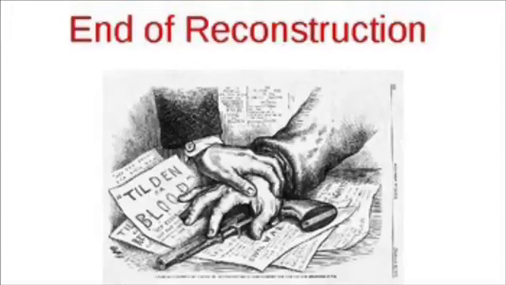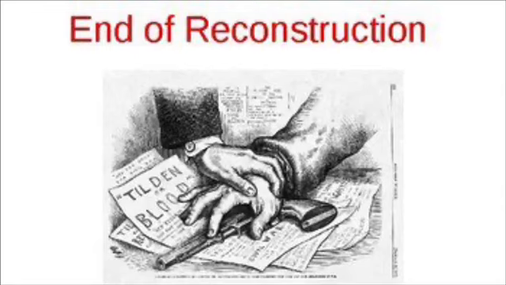So I will talk about why Reconstruction ended. Many of the northern banks were starting to fail. This is because they were not being paid back for the funds that they gave for the expanding railroads. And there was an economic depression, so many jobs were being lost, and the people in the North were more concerned about the economy, their jobs, and corruption than about Reconstruction.